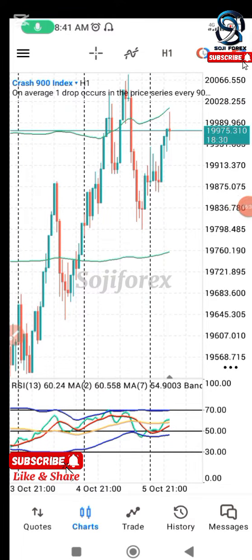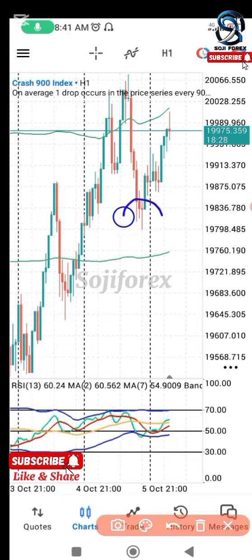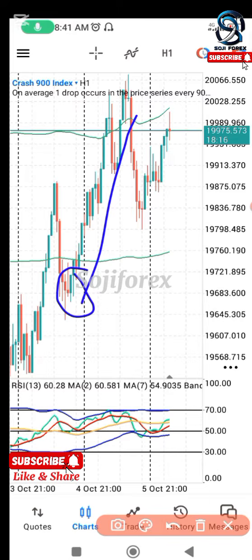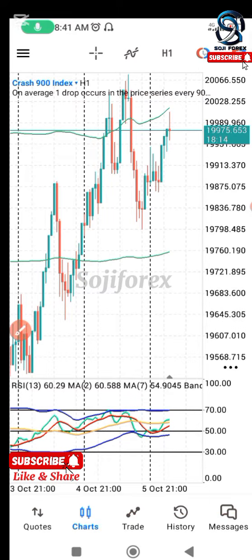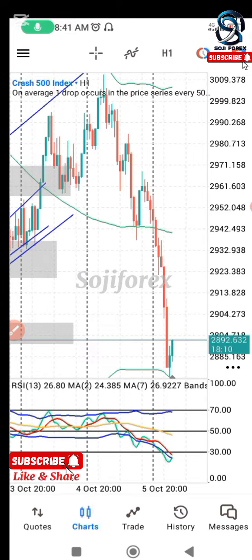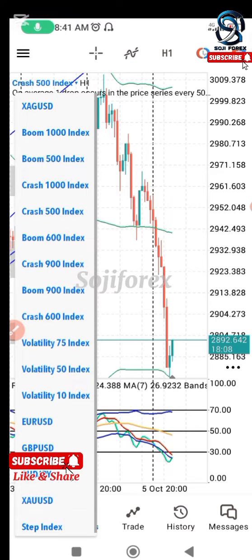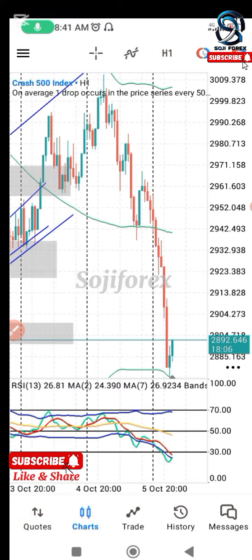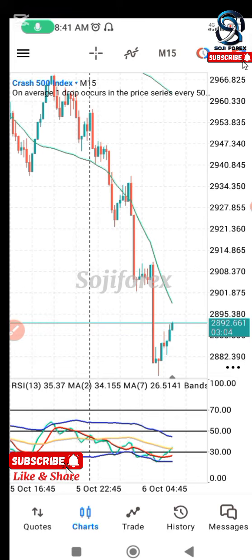You can see this is Crash 900, and here we are having another one. Although this is too far from this, so we are not taking this. But however, look at this a little. You can see this, and then you see that push up to the upside. This is applicable across all assets. Once you get the confirmation, it is also provable on 15 minutes.